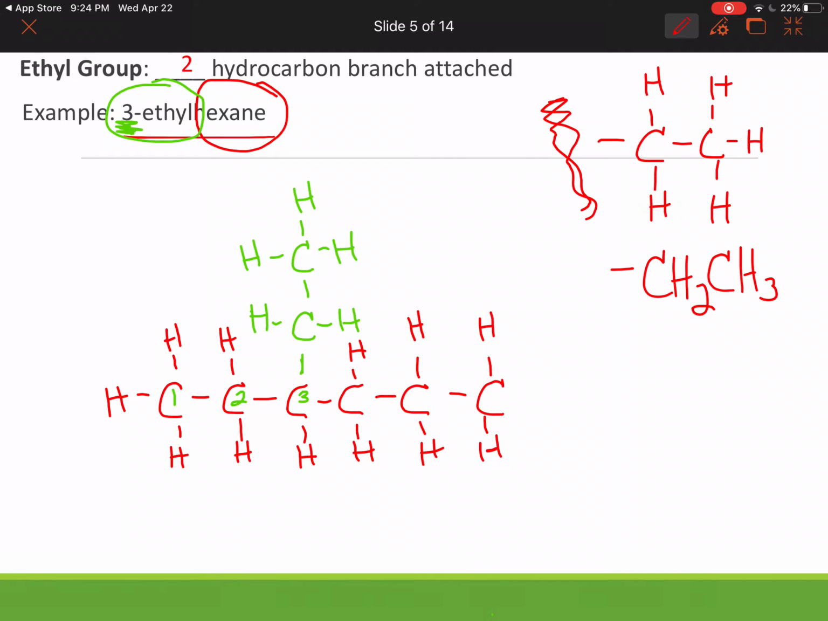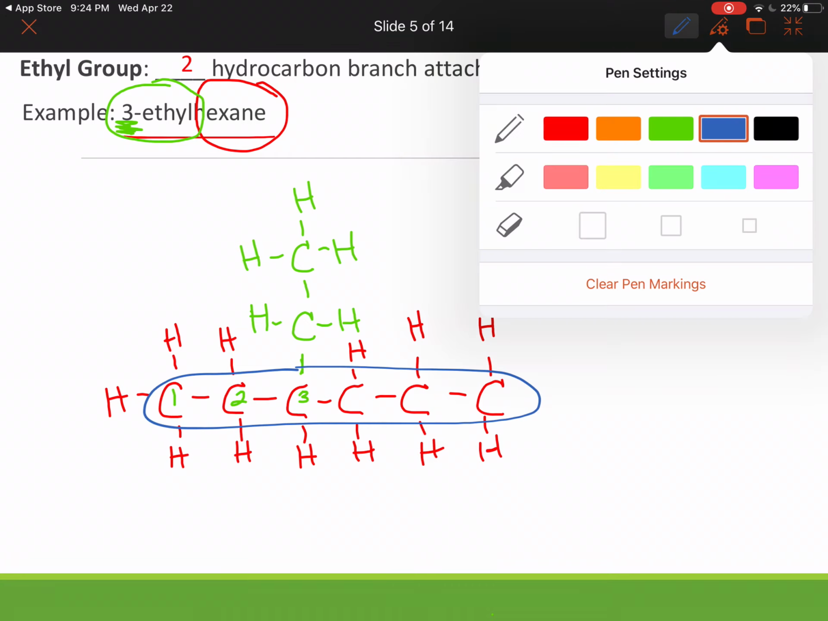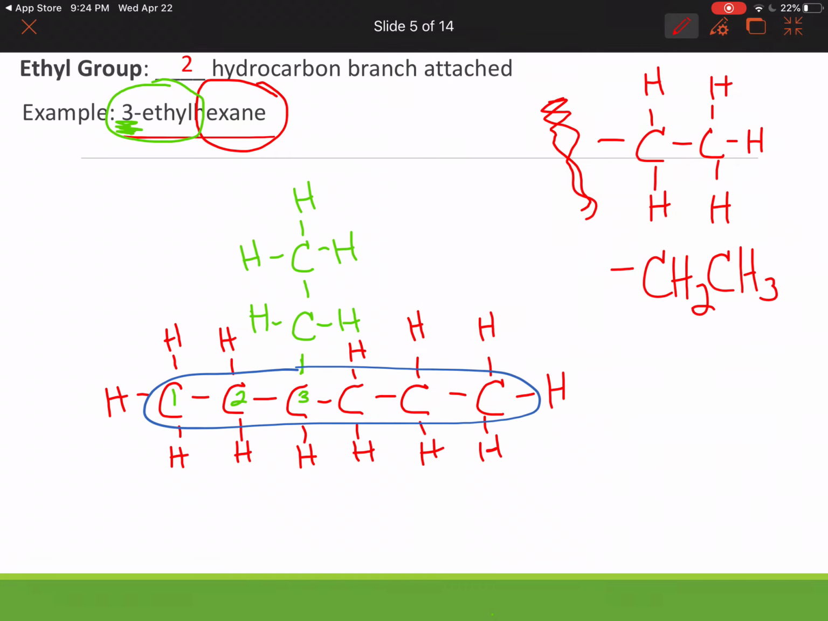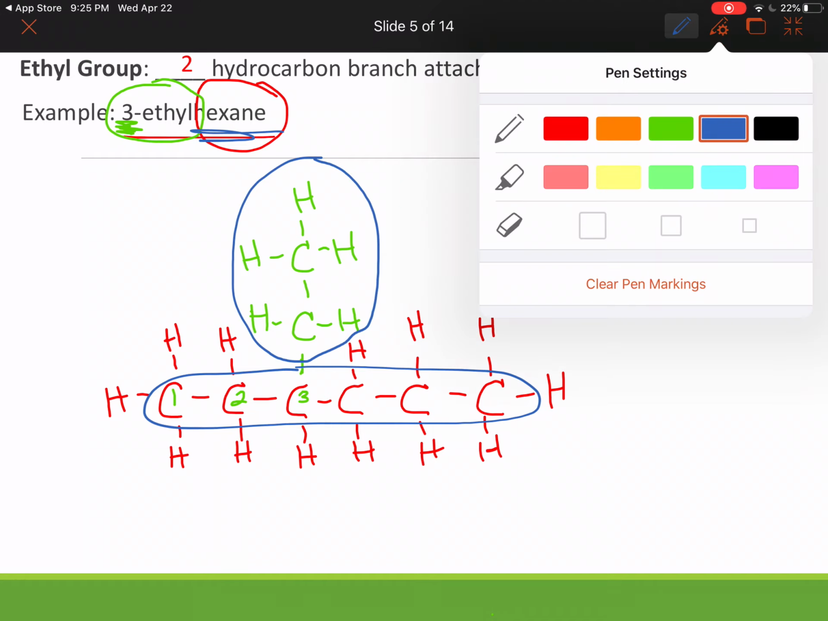Okay, so what you're seeing, quick recap. I'll do another color. 1, 2, 3, 4, 5, 6. Oh, I left off a hydrogen. Okay, so 1, 2, 3, 4, 5, 6, and that gives us a hexane. And then this is my branch off the main chain. And so we call that 3-ethylhexane.